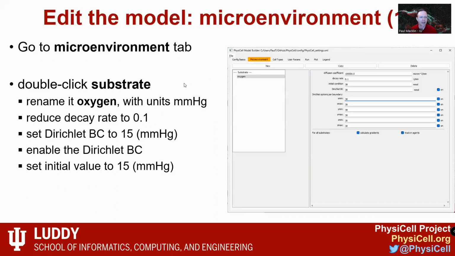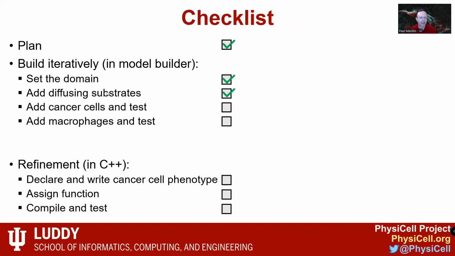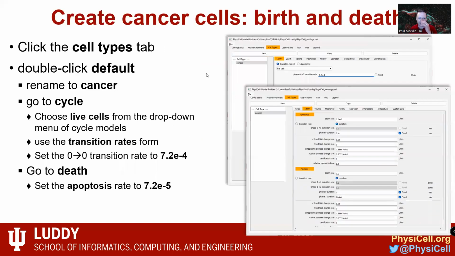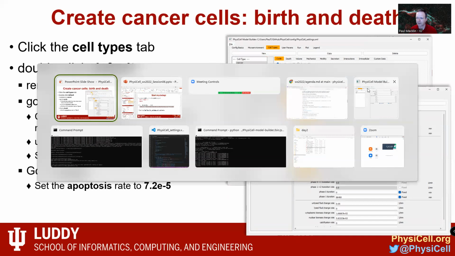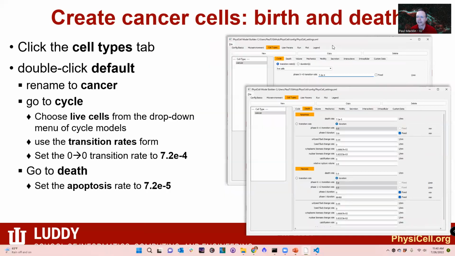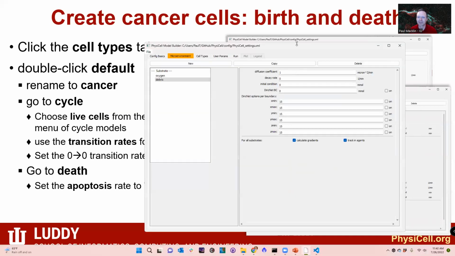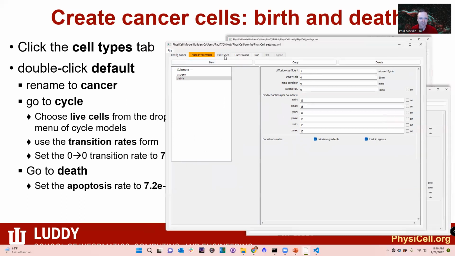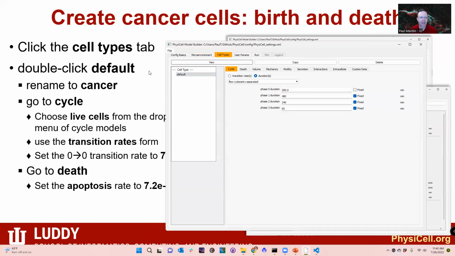So we have the substrate, the debris. Now it's time to make some cancer cells. We're going to go back to the graphical model builder and go to the cell types tab. I'm going to click on this default type and double click it, and rename it to cancer. So just double click it, type cancer, and hit enter to take the name.